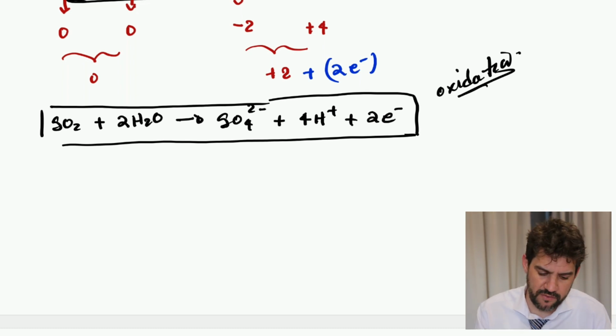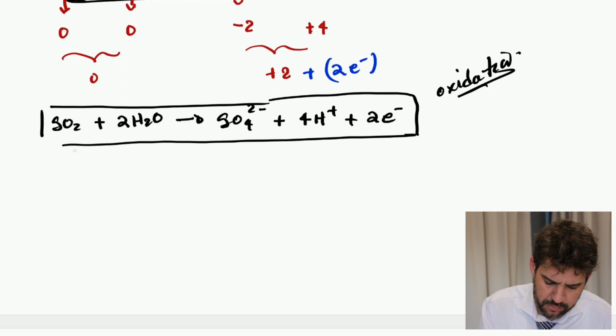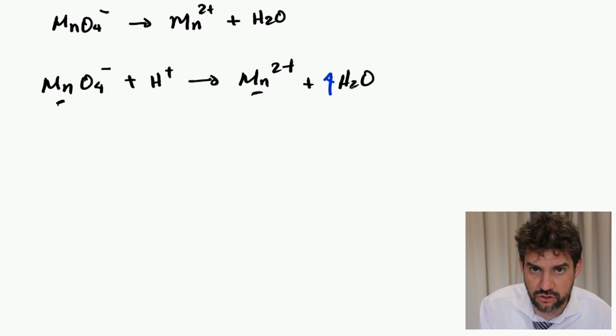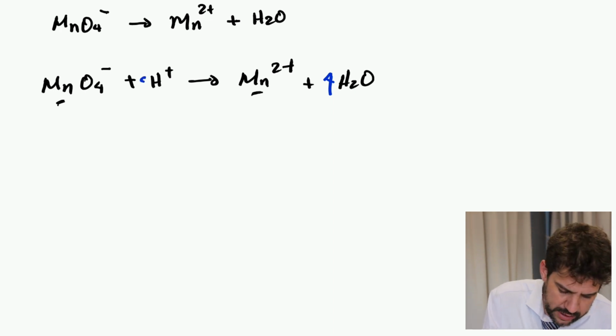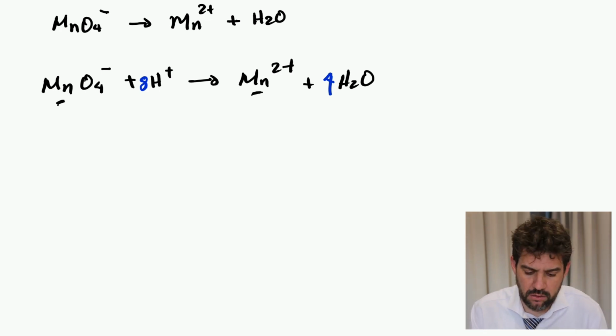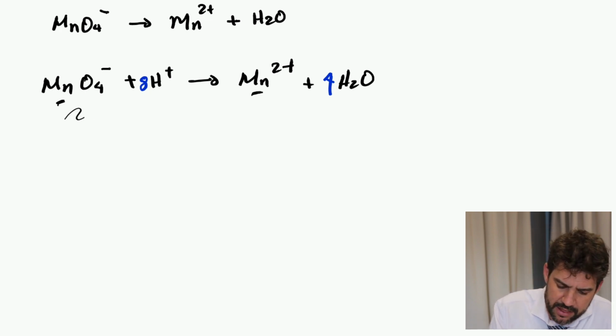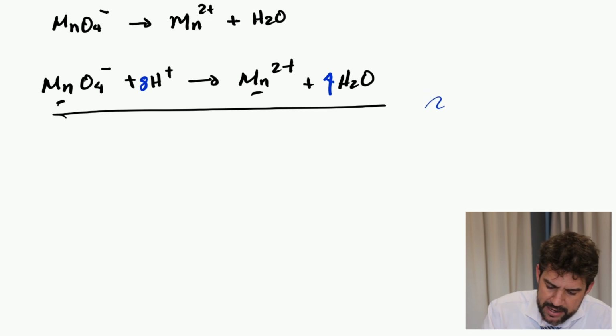Now we have to make sure the number of atoms are the same. We have 1 Mn on the left, 1 Mn on the right. We have 4 oxygen on the left and only 1 on the right, so we are going to write 4 at the front here. We have 4 oxygen, 4 oxygen. For hydrogen, we have 4 times 2 is 8 hydrogen on the right-hand side. We have 1, so we're going to write an 8 here. So now, we're almost done. What is left? We have to balance the charge. So up until here, the atoms are balanced.